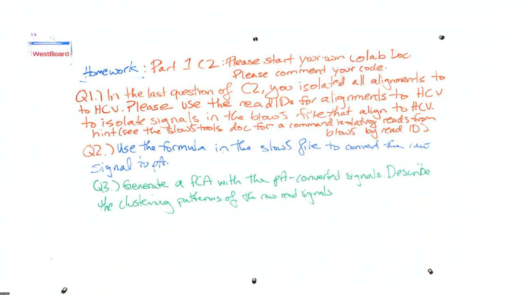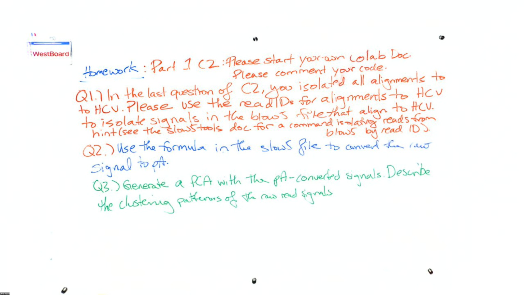And then a little hint here is to go back to SLOW5 tools, look through that documentation, and find the command that specifically allows you to isolate reads from a BLOW5 file by read ID. So basically, write a function, a script, that will create a BLOW5 file that only contains signals that are actually associated with alignments to the HCV reference transcriptome.